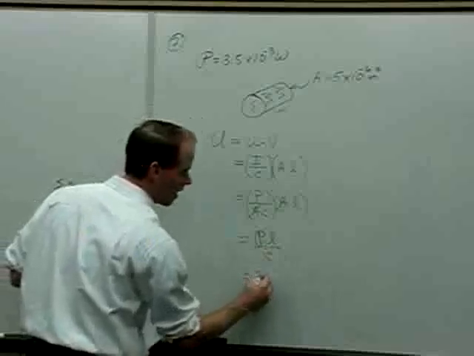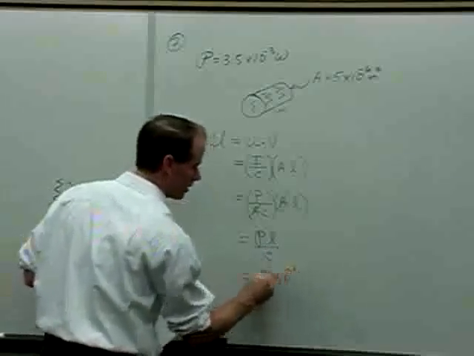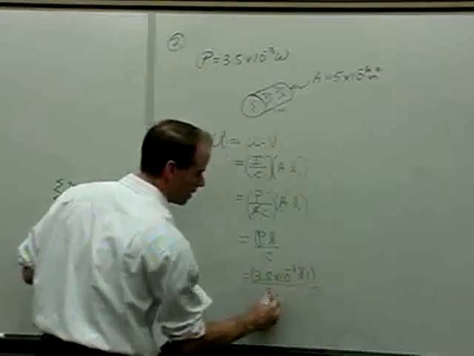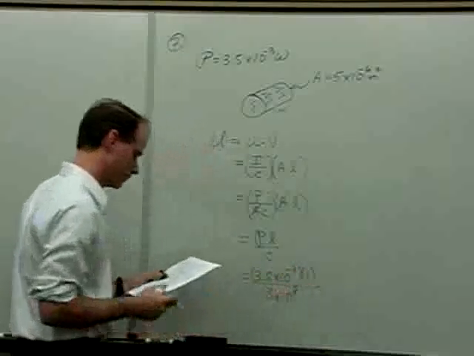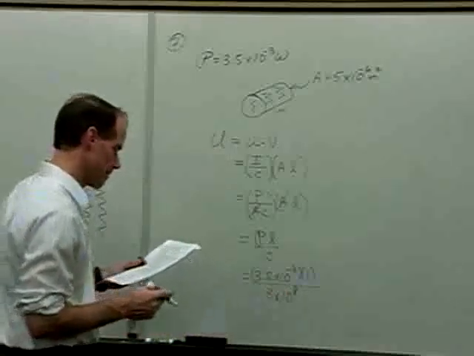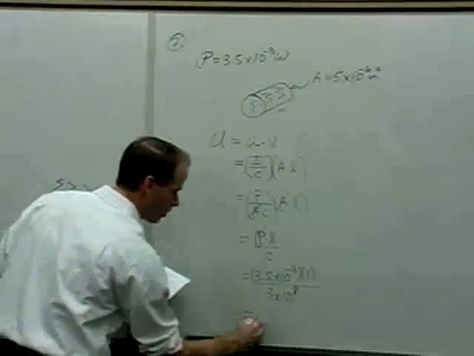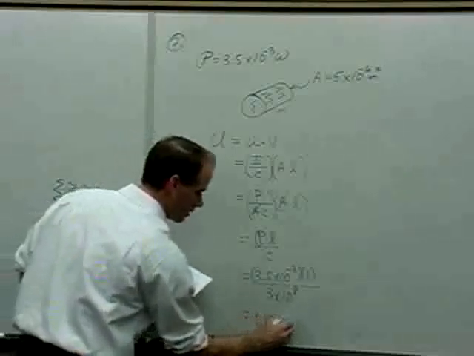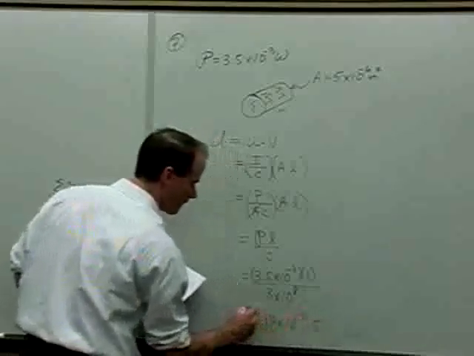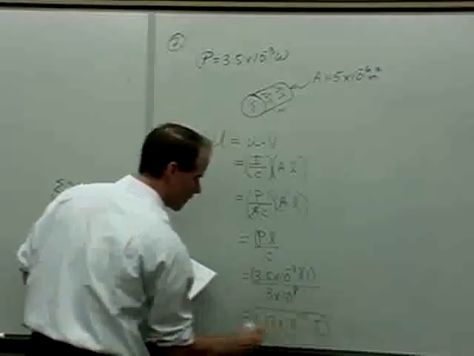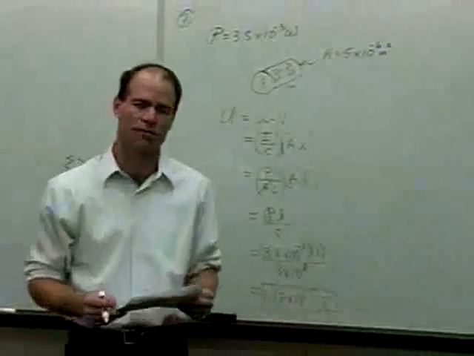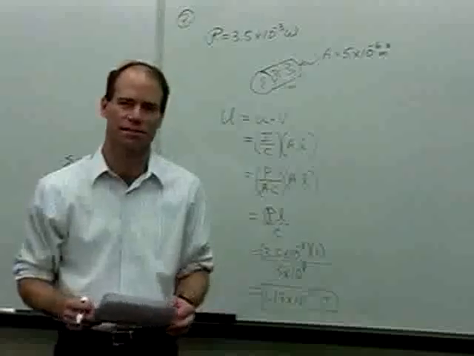That would be 3.5 times 10 to the minus 3 times 1 meter over 3 times 10 to the 8. And that gives me 1.17 times 10 to the minus 11 joules. So that is the energy contained in 1 meter of a 3.5 milliwatt helium neon laser.